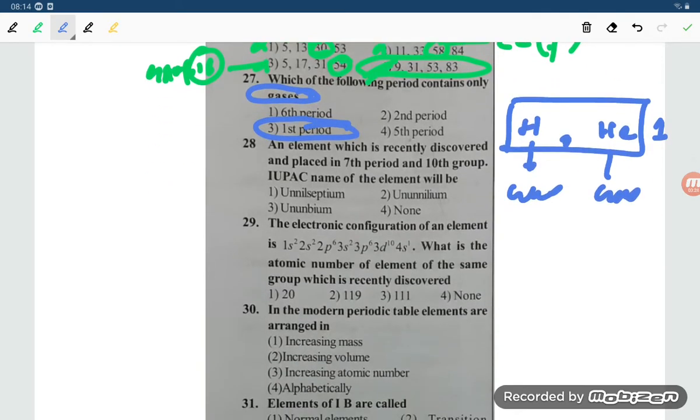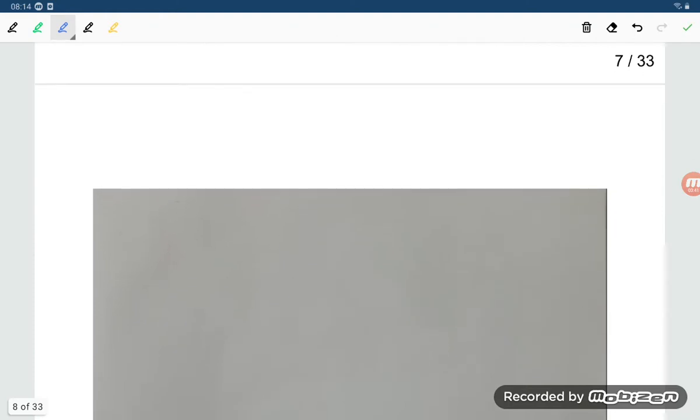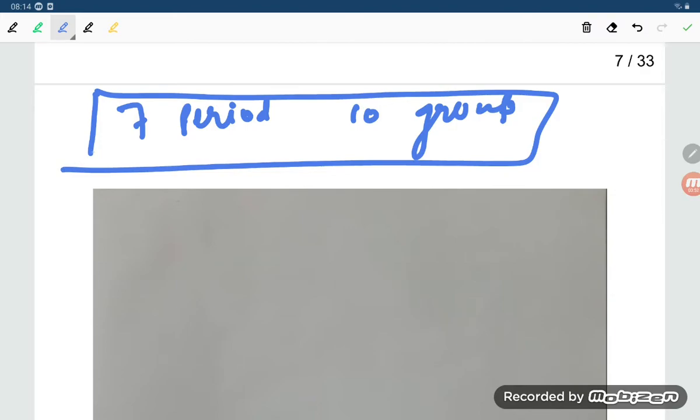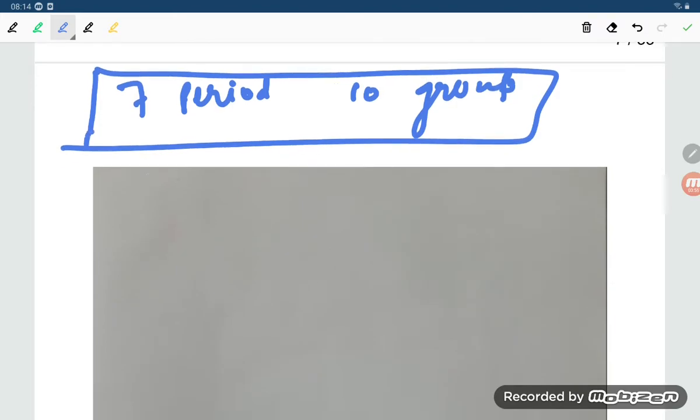Next, question number 28. An element recently discovered and placed in the 7th period and 10th group. Give the IUPAC name of this element. This question is quite nice, student. They are saying 7th period, 10th group. First of all, one thing you always keep in mind, this kind of question is a tricky question. In the 7th period, the 12th group element, the last element there, is 112.